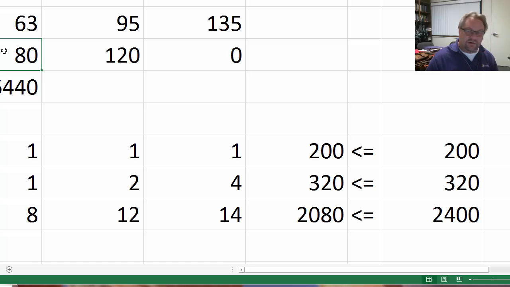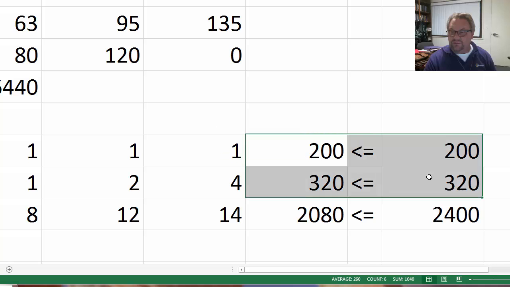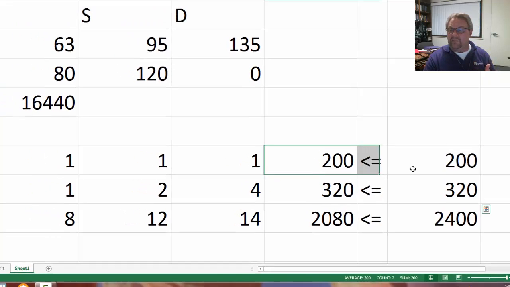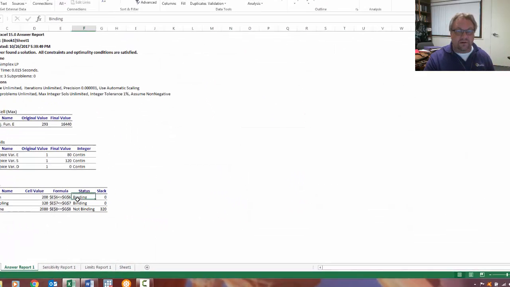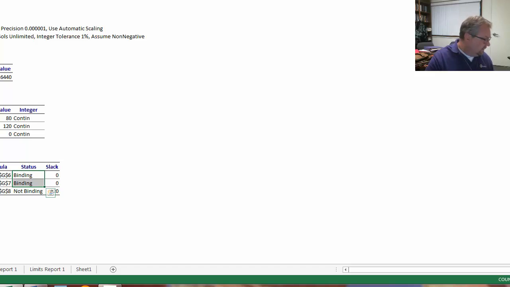Part B, which constraints are binding? These two, fan motors and cooling coils. Again, I know that because it's strictly equal. Now you can always go back, and I've said this before, just look here, those two are binding.